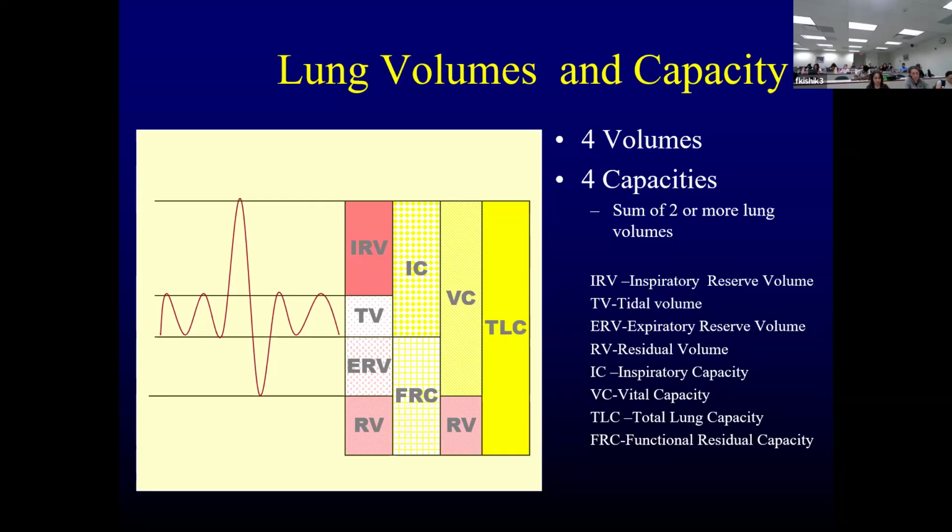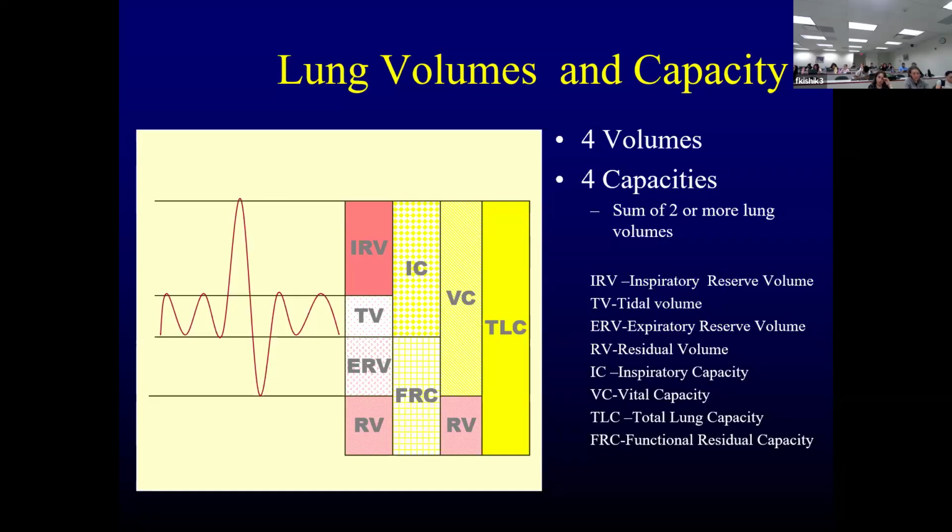So we have tidal volume. We have... I have no idea if this works or not, but maybe this will work. We have the tidal volumes. Can you see the cursor? Yes. This one comes, this one does.